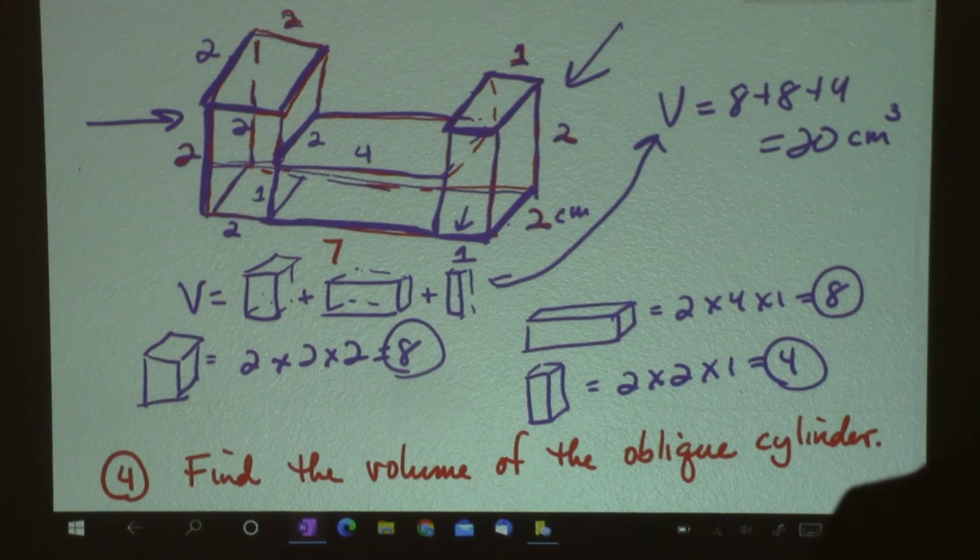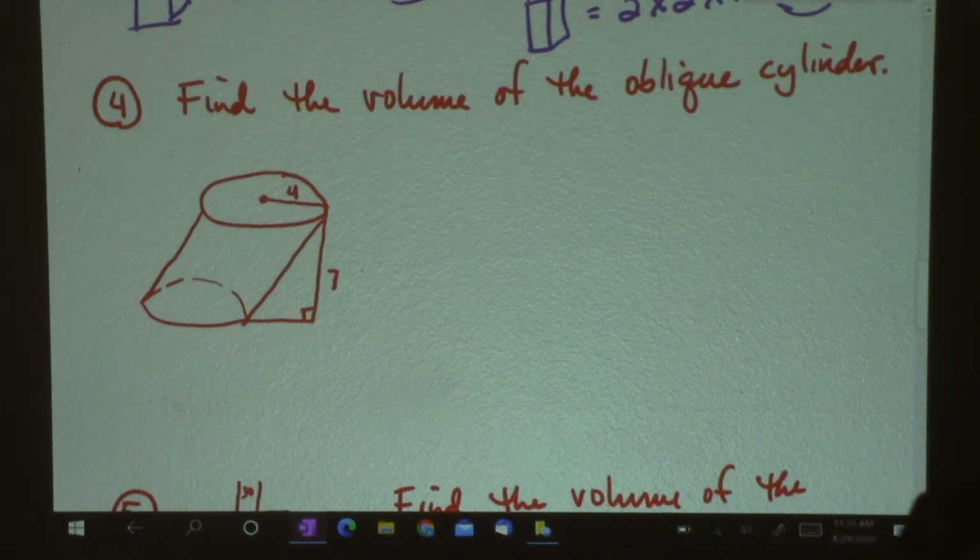Okay, here's number 4. It's called an oblique cylinder. The reason why it's oblique is that it leans to the right. Do you see that? It creates an obtuse angle here with the ground. Do you see that? So that makes it oblique. But we're still going to use our volume formula of the area of the base times the height. I just don't use the slanted height because that's longer.